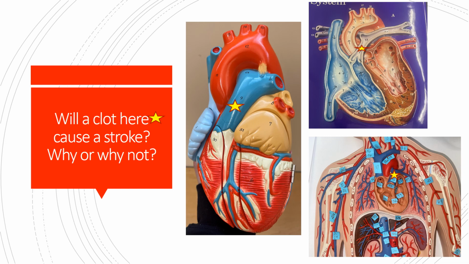The likelihood of it causing a stroke by going to the brain is, it's not going to happen, because it would have to come all the way back through the lungs to the heart, then get pumped to the aorta and come up to the brain. So would it cause a stroke? No, it's going to cause a pulmonary embolism. And this is the reasoning behind it. All right, so just being able to apply what you know as you go through these.